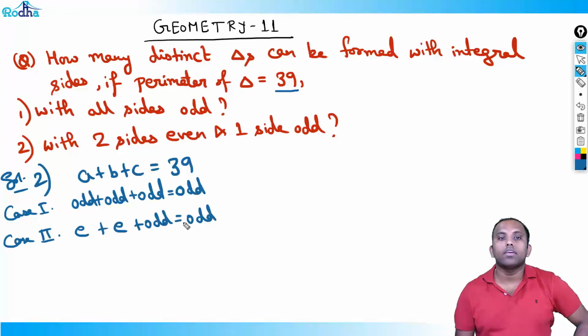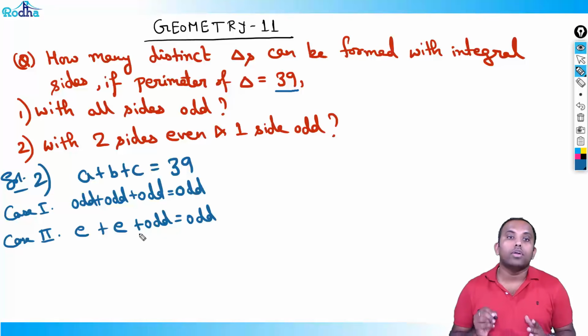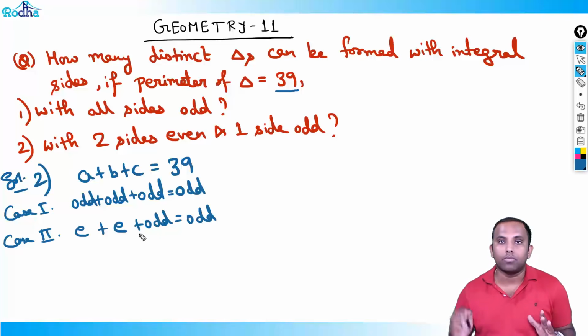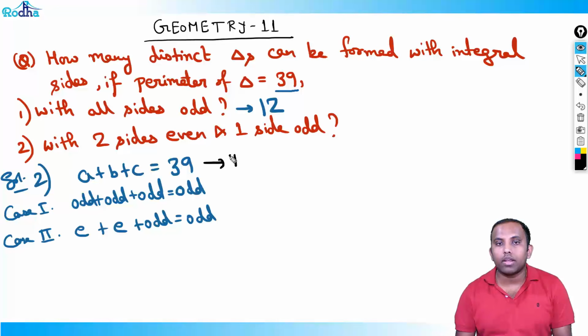Is there any other case with a plus b plus c equal to 39, which is an odd number? Is there any other case apart from these two where a plus b plus c is an odd number? Only two cases. There is no other case. First case, all odd. Second case, one odd and two even. Now, what is the answer for the first case? We remember the last question: the answer was 12, we just solved it. Now, what is the answer for the second case? How many total triangles?